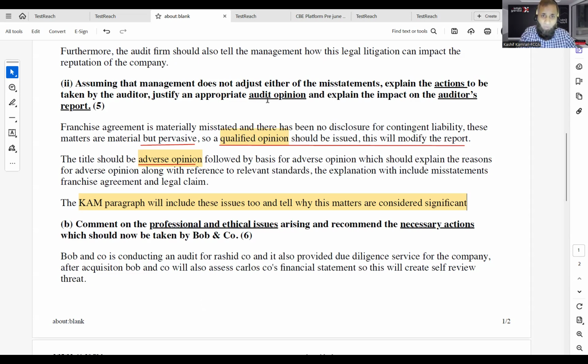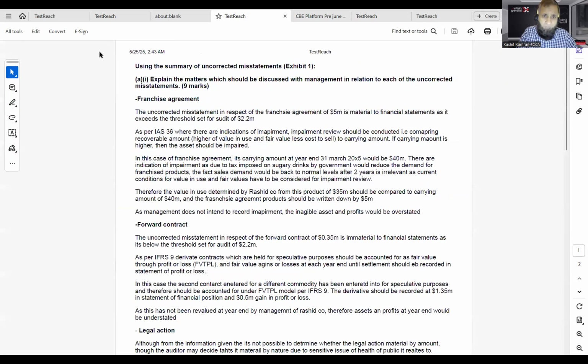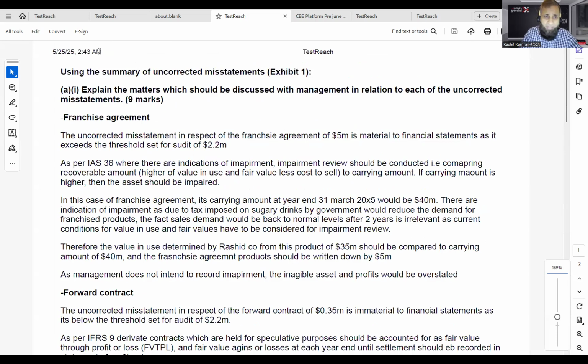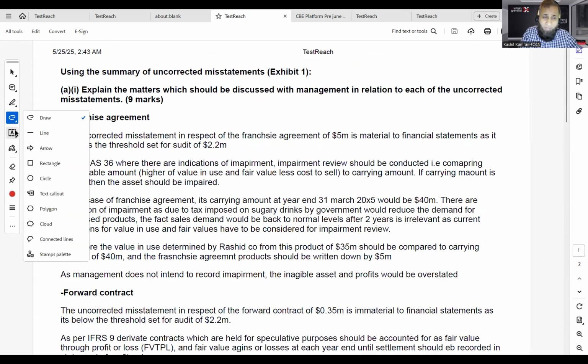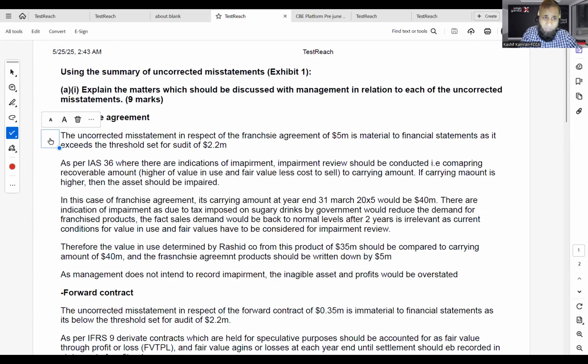Now look at the one which is good. Okay, now look at this answer. This student started well, saying the uncorrected misstatement in respect of a franchise agreement of $5 million is material to the financial statement as it exceeds the materiality threshold of $2.2 million. Wonderful. So this student started very well, comparing it with materiality and concluding it's material. As per IAS 36, where there are indicators of impairment, impairment review should be conducted. That is comparing the recoverable amount to the carrying amount.